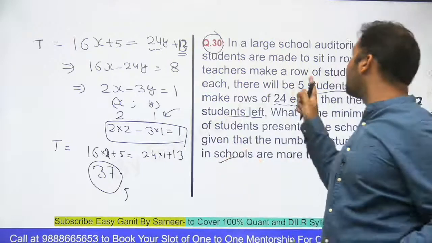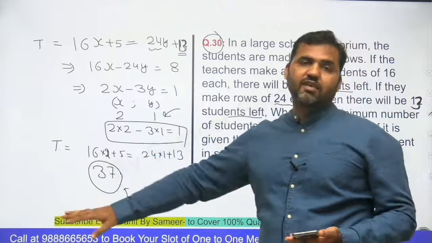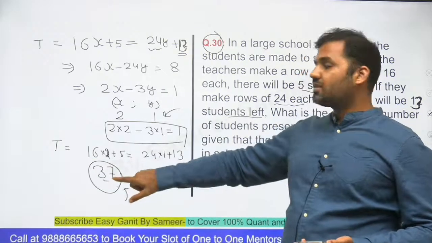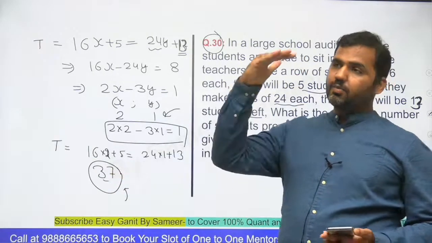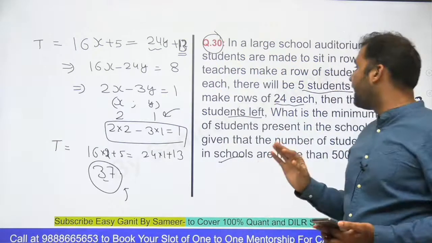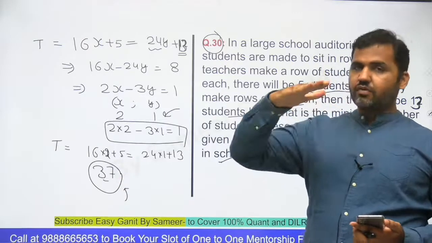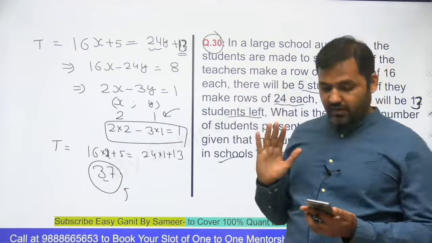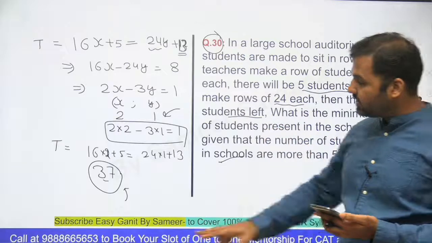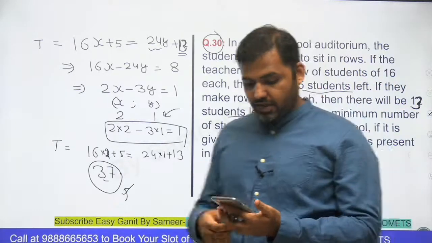that satisfies this condition, that if they are supposed to sit 16 in a row, then 5 students are left guys. See, if there are 37 students in the school, then 16 in the first row, 16 in the second row, 5 students will be left, right? And if 24 students sit in one row, then 13 will be left. Yes or no? Is it clear? The first such number that satisfies both conditions is 37. Right everybody? Yes or no?